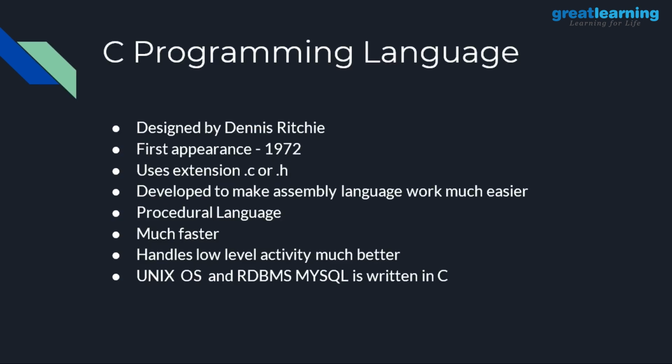Let's talk about the C programming language. The C programming language was designed by Dennis Ritchie in 1972, right? If you want to save a file written in C, you have to use an extension of .h or .c. So why was it developed? It was developed to make assembly language work much easier. What do you mean by that?